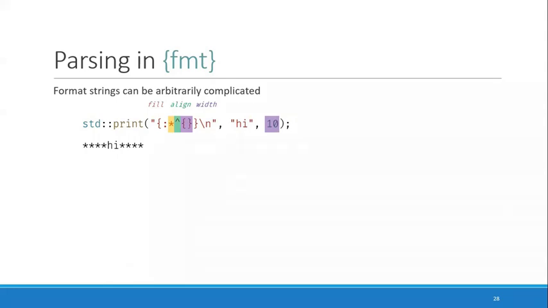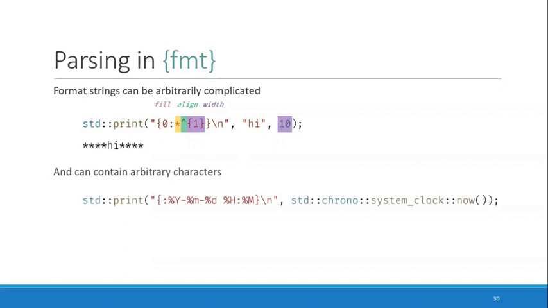So you can see that notably, there are braces in the middle of a format spec. That's totally fine. And this could have used the manual numbering instead of automatic as well to refer to the arguments. Importantly, the spec can also contain arbitrary characters.